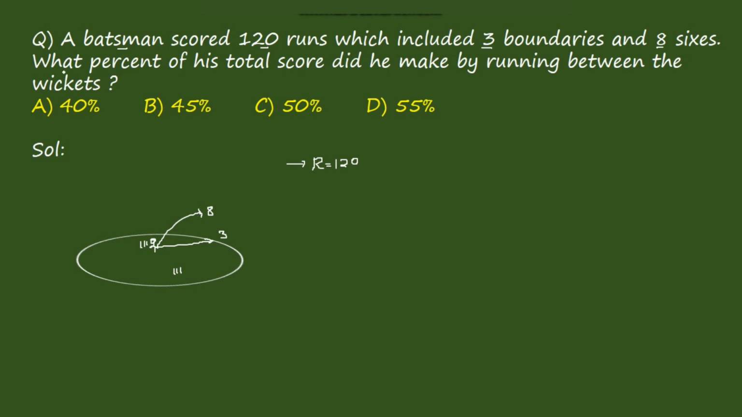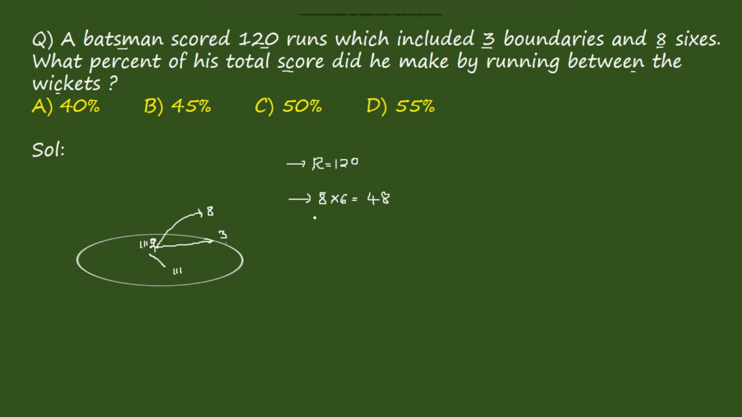Again, they are saying what percent of the total score did he make by running between the wickets. So they are asking, without the boundaries and sixes, only by running from wicket to wicket, what percentage did he make. We have to find it out. First, we find how many runs he made from the ball moving to boundaries and sixes. Here 8 times he hit sixes. So it becomes 8 into 6. How many runs? It becomes 48 runs he got from sixes.